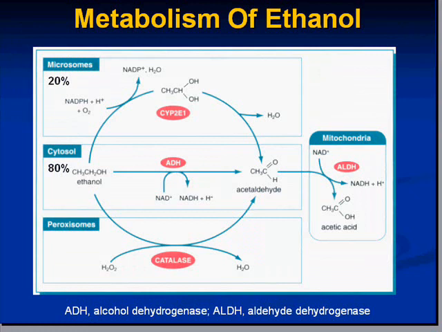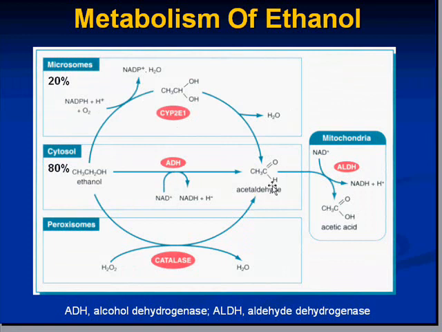Let's look at its metabolism. There's metabolism at 3 different levels in the cell: the microsomal level, the cytosol level, and the peroxisomes. At the microsomal level, which is not the majority of the metabolism, we have NADPH going into NADP plus and metabolizing alcohol into acetaldehyde. The same is being done at the cytosol level for most of your alcohol, 80% of it.